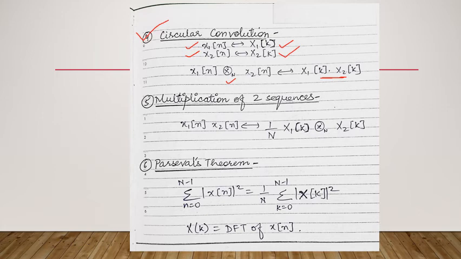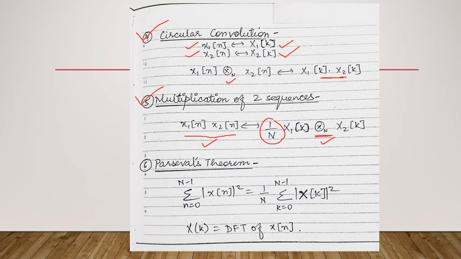Next, let us see multiplication of two sequences. Now suppose instead of taking convolution, I just multiply x1 of n and x2 of n. So what will happen in the RHS? You can see in the RHS we take circular convolution. So we can say that multiplication in time domain is equivalent to circular convolution in the frequency domain. Another thing you have to notice, the result gets divided by capital N here. So this is what happens when two sequences are multiplied.